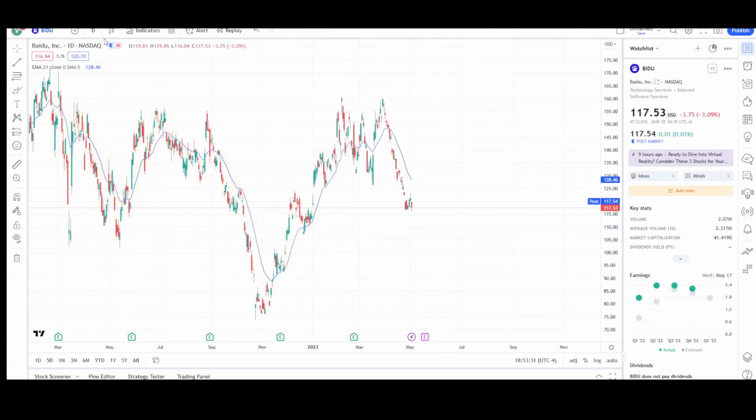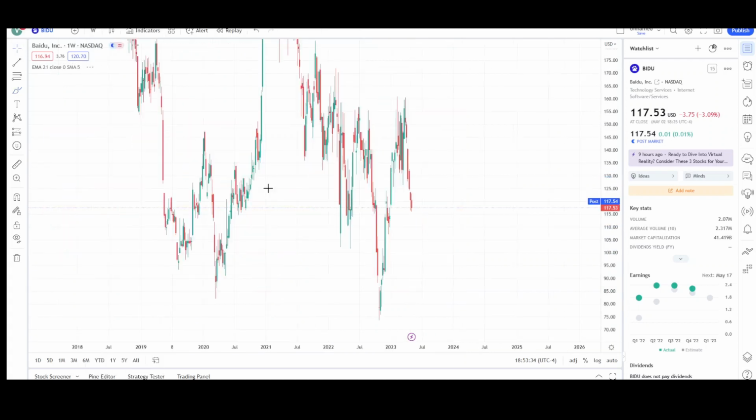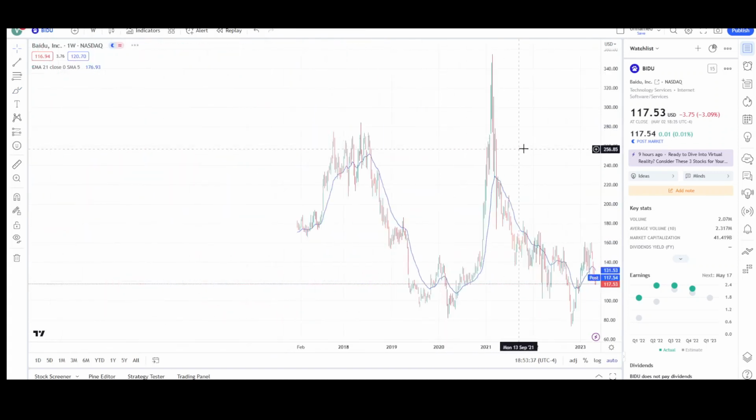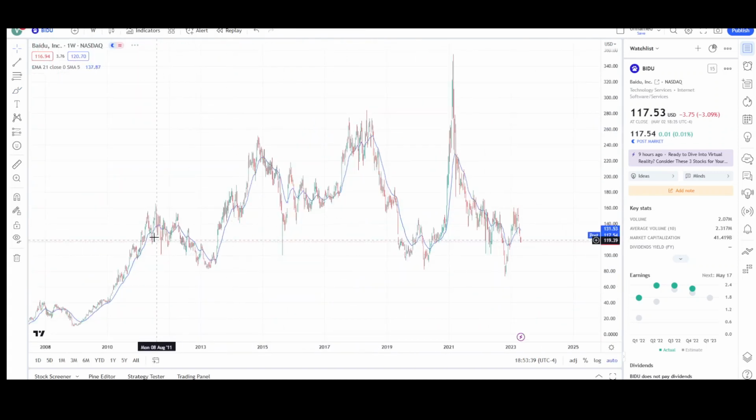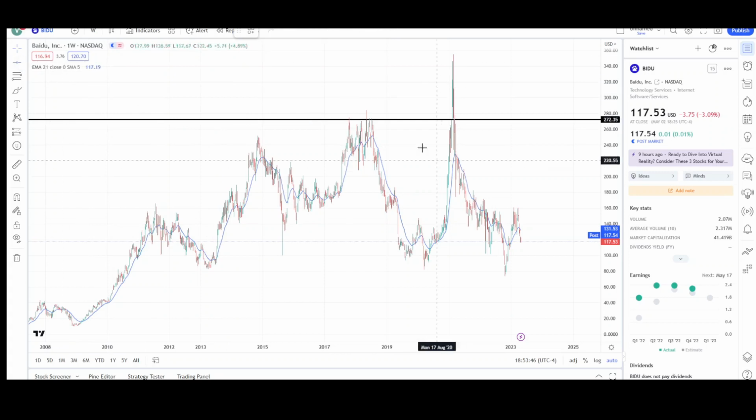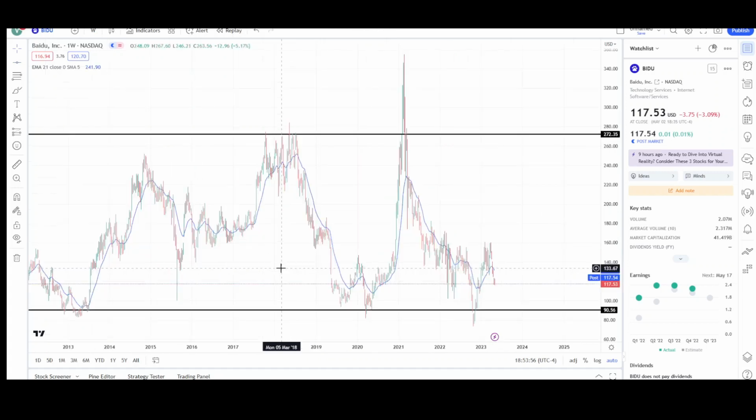Now let's take a look at the weekly chart. So here's the weekly chart for Baidu, and overall it's pretty much a range-bound pattern since 2011. So it's not really a trending stock, it's a range-bound stock. We have heavy resistance at the 271 level, and very strong support right around this $88, $89 level. So let's just say $90, we'll round it to.